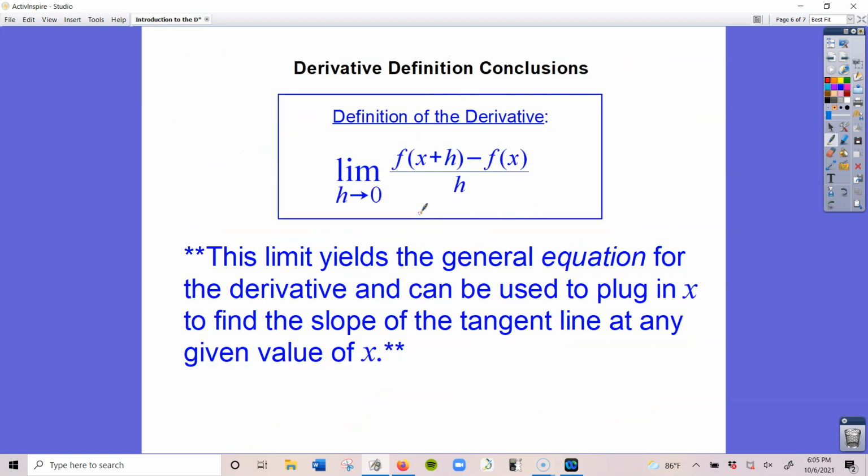So, in conclusion, just to make sure that we understand, when we find this limit, what that gives me is the equation for the derivative that can be used to plug in x to find the slope of the tangent line at any given value of x. Let's try this process one last time.